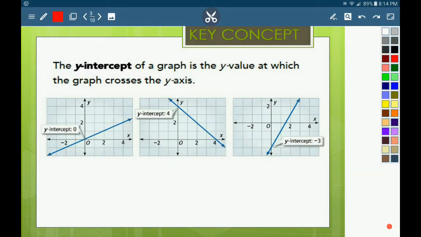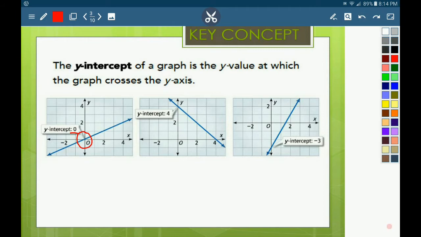It says the y-intercept of a graph is the y value at which the graph crosses the y-axis. So when we look at these different pictures, you should be able to see where the blue line crosses the y-axis. Now remember, the y-axis is the up and down axis. So we're looking for where it crosses the vertical axis, which in this first one, I can see that the y-intercept is 0, because it crosses the y-axis at the value 0.